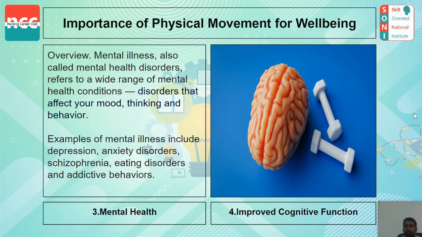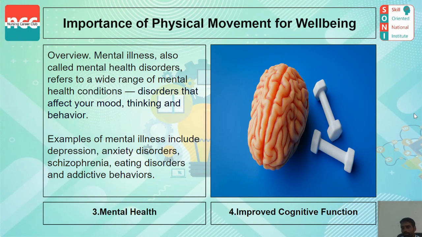Mental health. Overview. Mental illness, also called mental health disorders, refers to a wide range of mental health conditions that affect your mood, thinking, and behavior. If our physical health is not good, it will have a deep effect on our mental health. If we are in depression or under stress, then our mood will be off, and it will affect our thinking and behavior as well.